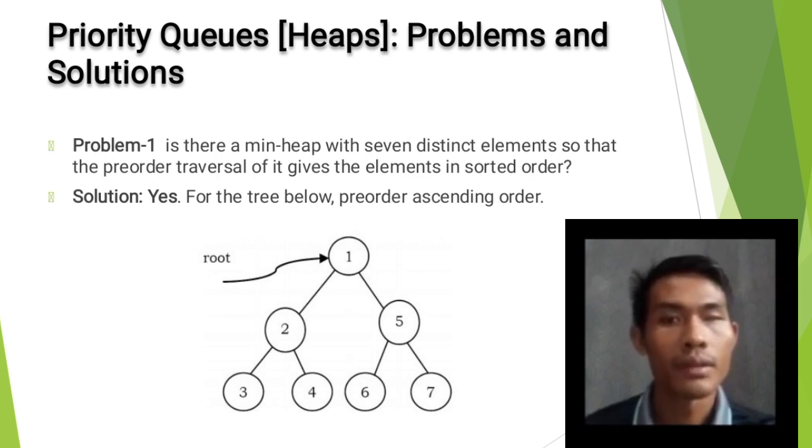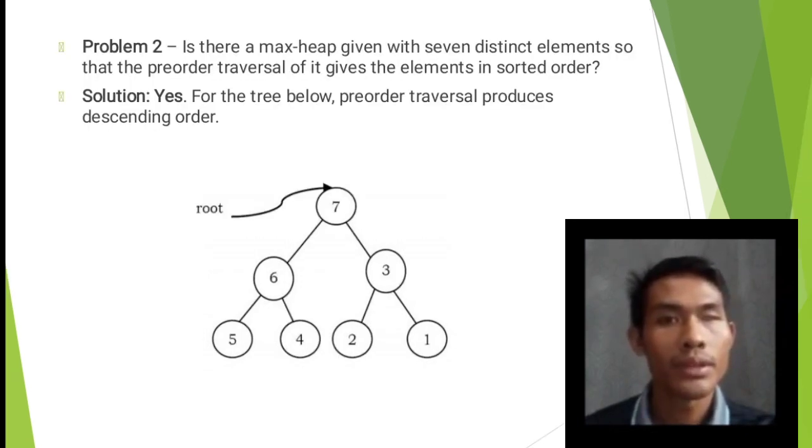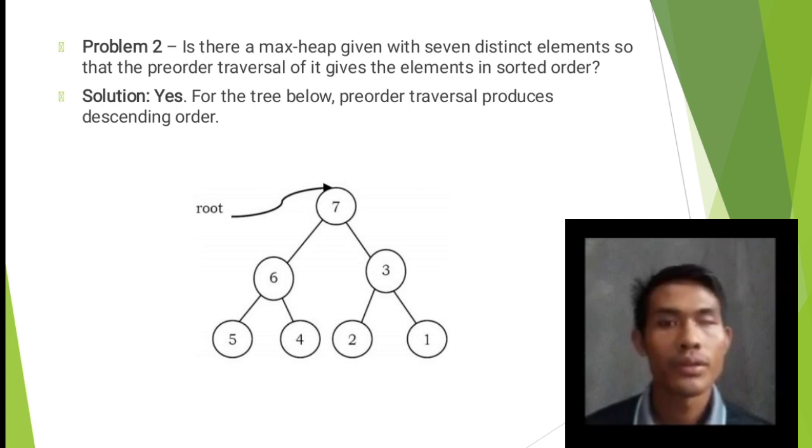In problem 2, is there a max heap with 7 distinct elements so that the pre-order traversal of it gives the elements in sorted order? Solution: yes. For the tree below, pre-order traversal produces descending order. So the root is 7, then the right side is 6, down to 5 and 4, then the left side is 3, down to 2 and 1.